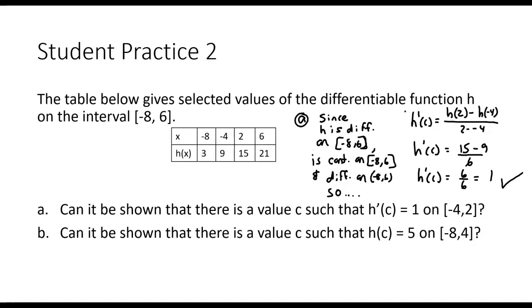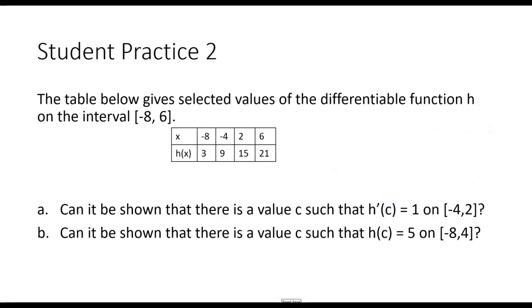There's a very important difference, and it's not just in the numbers I gave you. It's a very subtle difference, though. Do you guys see the little difference? On part B, I'm just asking about h, but on part A, I'm asking about the derivative. Why does that matter? This is not a mean value theorem question. This is an intermediate value theorem question, something that we learned back in Unit 3.